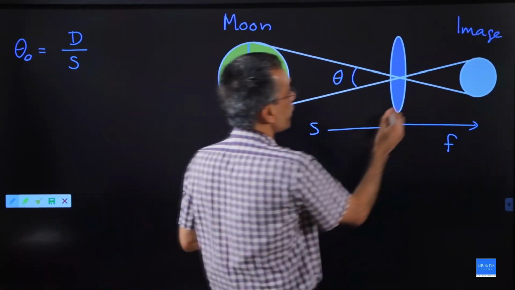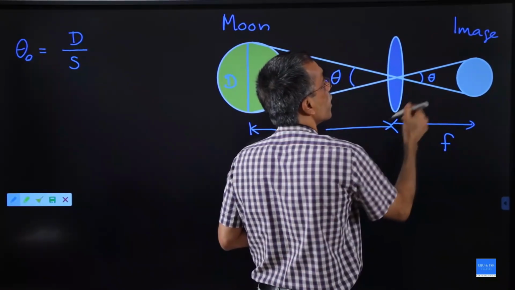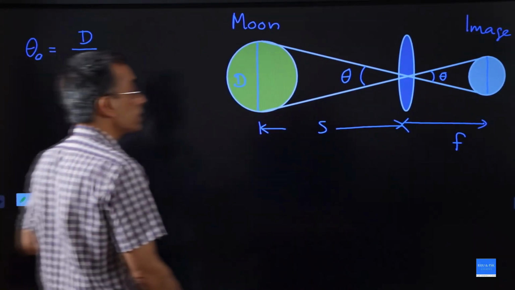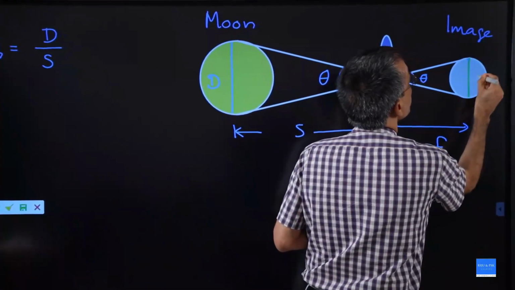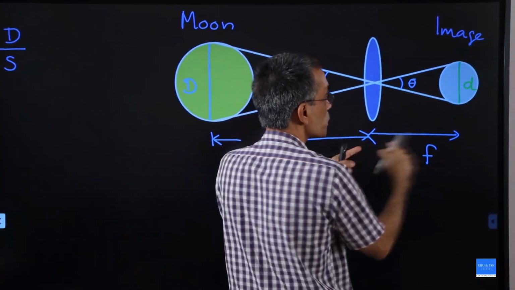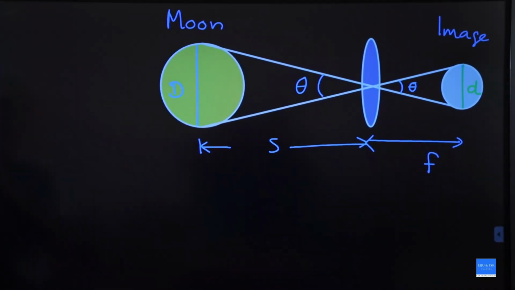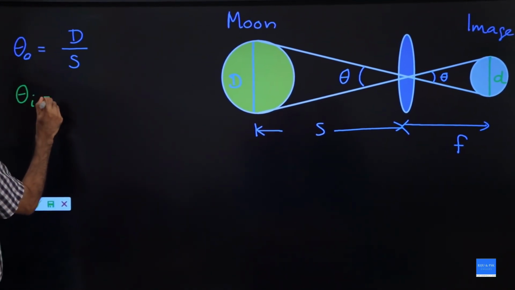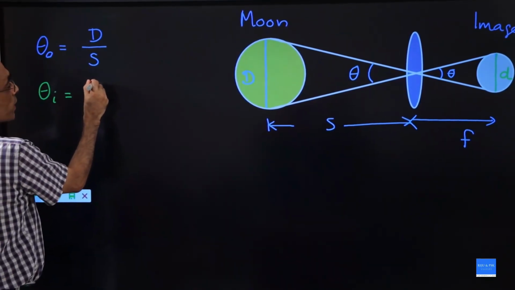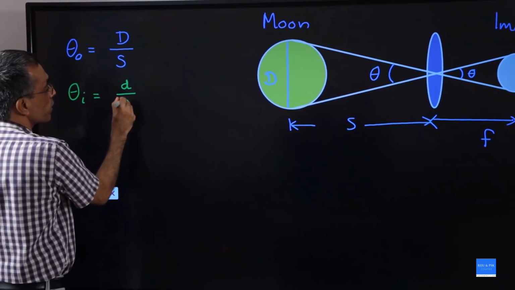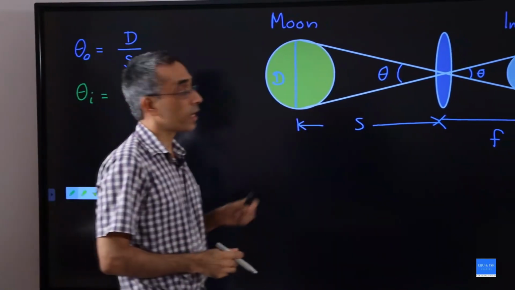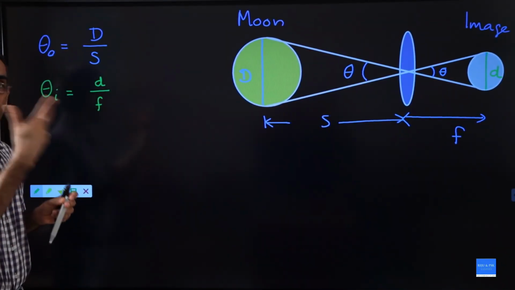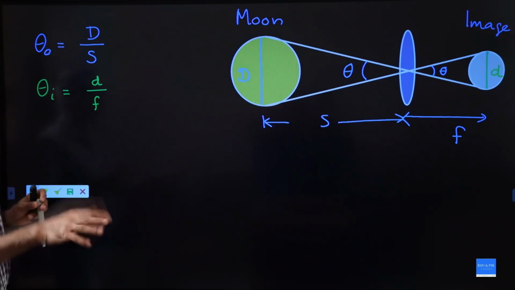Now see, the same angle appears here at the image. This is the diameter of the image. Let us call it d, and the distance from the lens to the image is nothing but the focal length. So the angle created by the image is nothing but the diameter of the image divided by the focal length, and these are equal: the angle created by the image and the angle created by the object. The objective lens does not create any angular magnification.